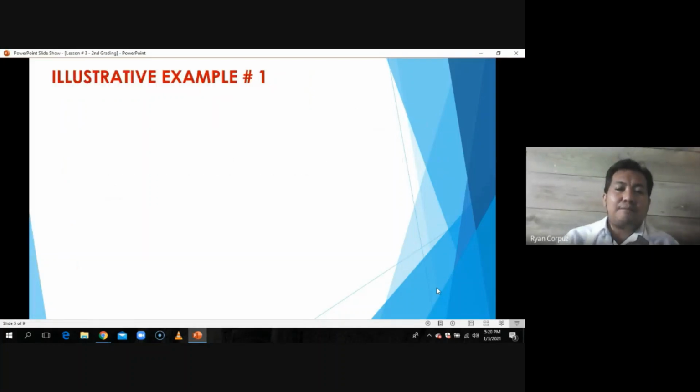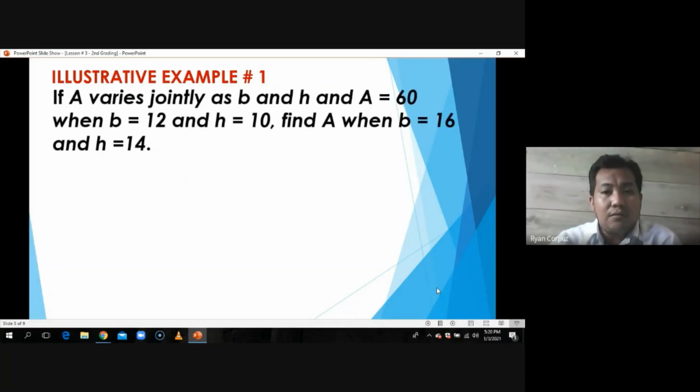So, let's have example number 1. In example number 1, we do have here the given problem. If A varies jointly as B and H, and A is equal to 60 when B is equal to 12 and H is equal to 10. Find A when B is equal to 16 and H is equal to 14. Unang-una hanapin again is the statement of variation. The statement of variation there is A varies jointly as B and H. That statement of variation is to be used in order for us to apply step number 1. So, we are going to translate that statement of variation into symbols.